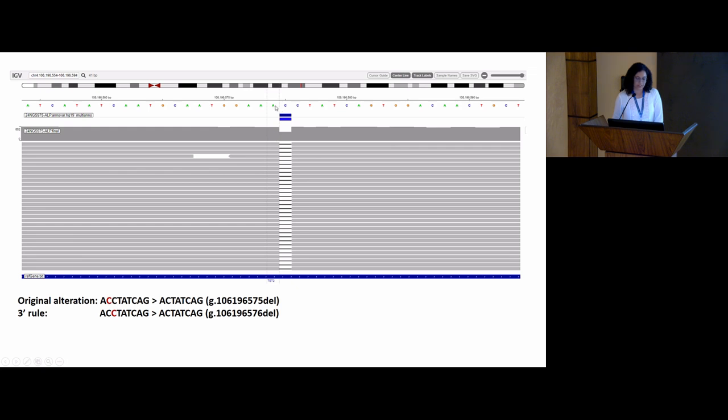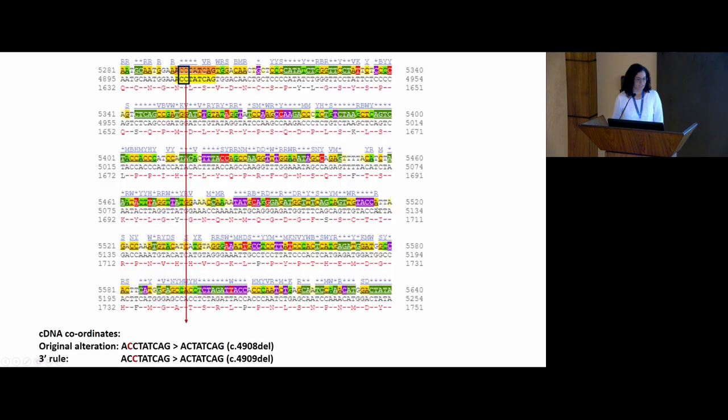We can see that from ACC, there is a deletion of C, and it is leading to this particular altered sequence at 575 position. But again, now we are following the 3' rule. So this C is not considered deleted by HGVS. In fact, this is the C that is considered deleted, and hence our genomic coordinates shift by 1 base pair. So 6576 deletion. This is where we map on Ensembl.